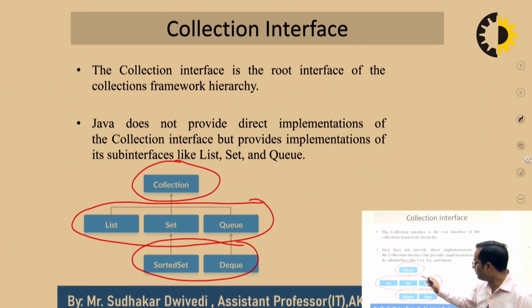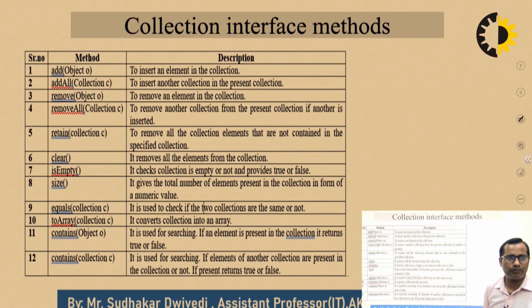So we have the list, set, and queue interfaces. The sorted set interface is derived from the set one, and the deque interface is derived from the queue one. So these are the methods that are available in the collection interface.